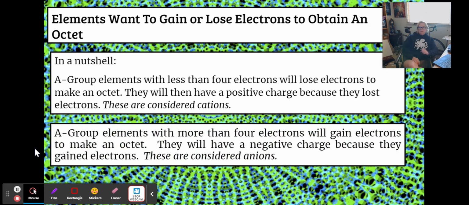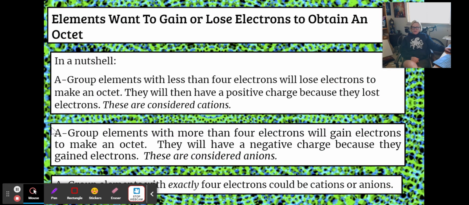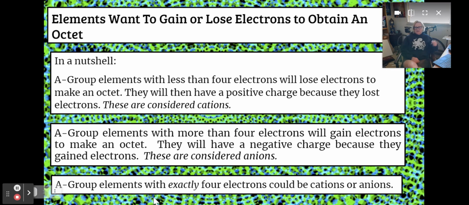Group A elements with more than 4 electrons will gain electrons to make an octet. They will be assigned the oxidation state with however many electrons they would like to gain. They will have a negative charge because they gain those negative particles, and they are called anions. And if you've got an element that has exactly 4 electrons, you will notice that they could be cations or anions, and it's all based upon what they're paired with.